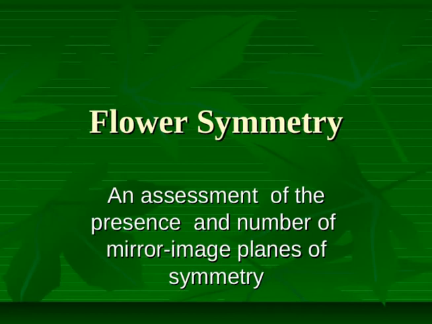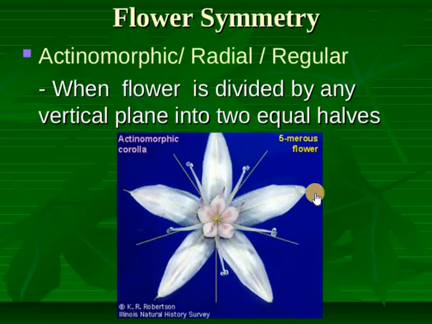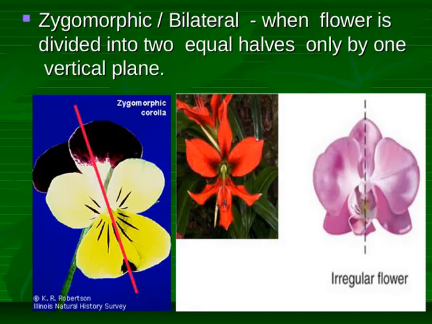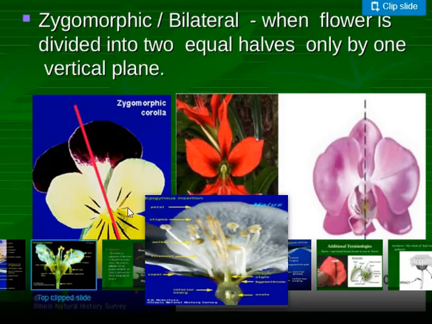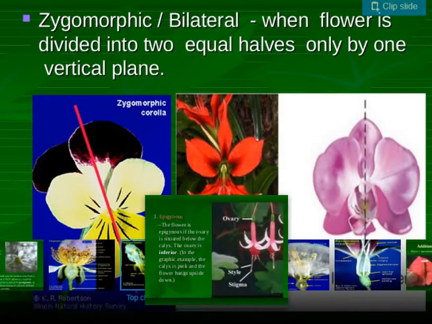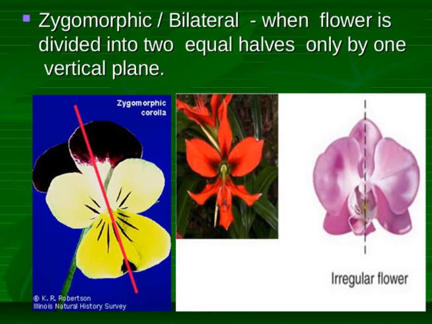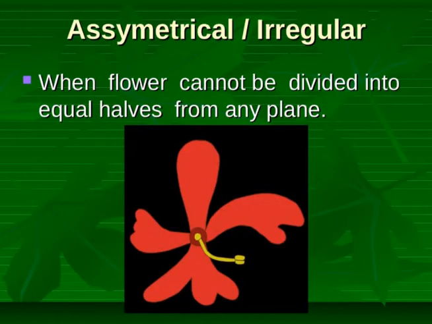Let's discuss the symmetry of the flower. How can we cut a flower so that we can get mirror images? That is called symmetry. If a flower can be divided into two equal halves through different planes, that is called actinomorphic symmetry, or radial symmetry, or regular symmetry. If it can be cut into two equal halves only through one plane, that is called zygomorphic, or bilateral symmetry. And if a flower cannot be cleaved into two equal halves through any plane, it is called asymmetric or irregular.